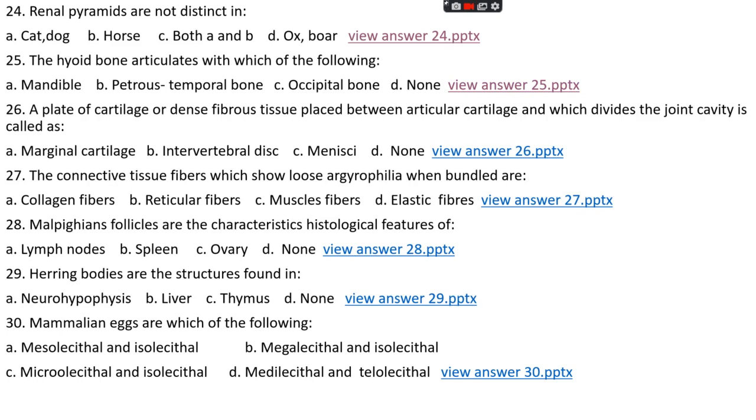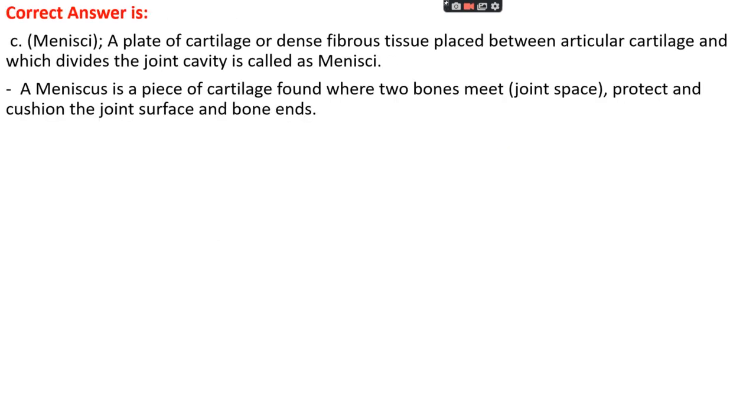Question number 26. A plate of cartilage or dense fibrous tissue which is placed between articular cartilages and which divides the joint cavity is called as: option A, marginal cartilage; option B, intervertebral disc; option C, menisci; option D, none. The right answer is option C, that is menisci.